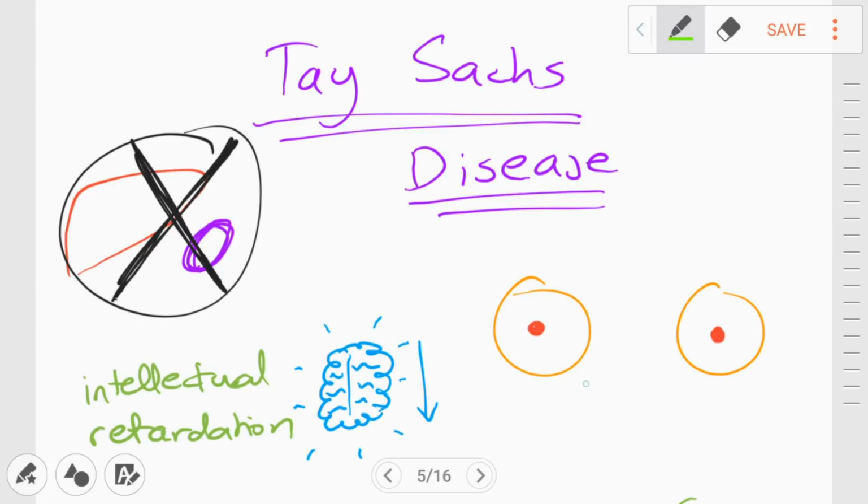So there are a couple of features to Tay-Sachs disease which are specific. Firstly, cherry red spots. Now you might ask me, cherry red spots are present in Tay-Sachs and they're also present in Niemann-Pick disease. So how do we differentiate? Well, the differentiating factor between these two is the lack of hepatosplenomegaly in Tay-Sachs. There is no enlargement of the liver and spleen in Tay-Sachs.